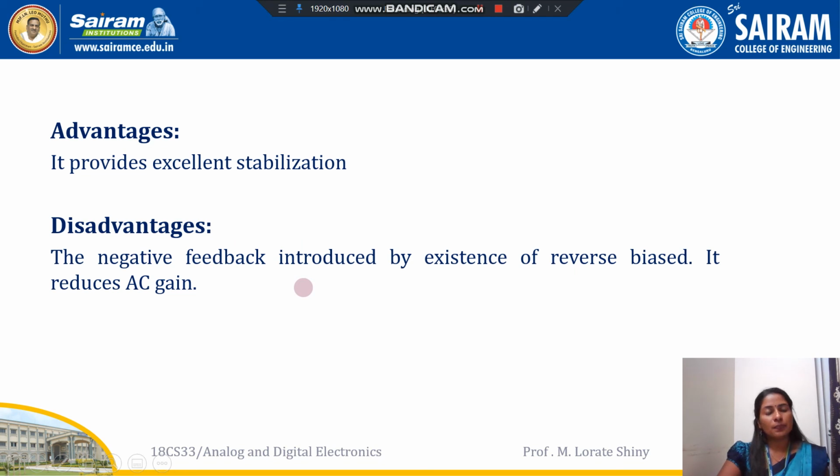Now the advantages: this voltage divider bias provides excellent stability of the operating point against variation of temperature and transistor gain. There is also a disadvantage, the negative feedback. Here also we have negative feedback. This negative feedback is induced by the existence of the reverse biased junction. This negative feedback reduces the AC gain. So this is the disadvantage we are facing in the voltage divider biasing circuit. Thank you.